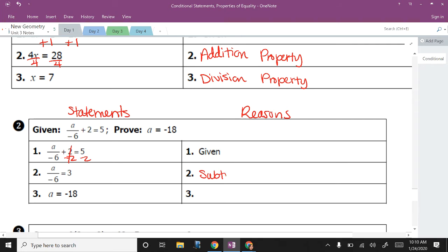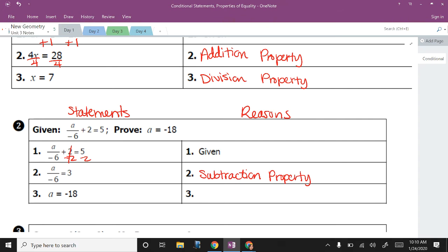Make sure that you write out the word subtraction because it could look like substitution if you don't. Okay? I'm okay if you abbreviate some things, but not subtraction and substitution, because those abbreviate to the same thing. And also don't abbreviate associative property for various reasons.